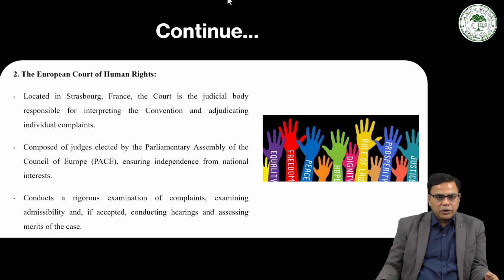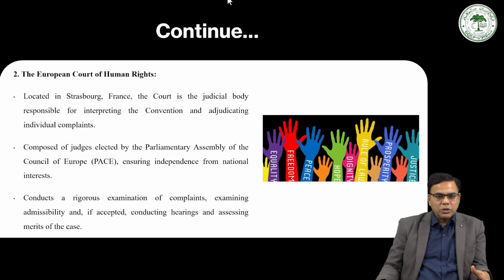Now, the European Court of Human Rights, located in Strasbourg, France, is the judicial body responsible for interpreting the convention and adjudicating individual complaints. Again, this is there. Composed of judges elected by the Parliamentary Assembly of the Council of Europe, ensuring independence from national interest. You see, national interest is something that is most of the time quoted by the federal courts or the national courts in most countries. But here, what is happening? This parochial national interest will not be quoted.